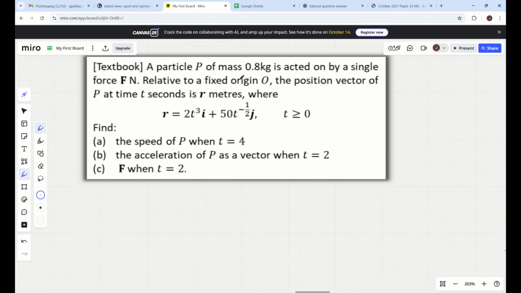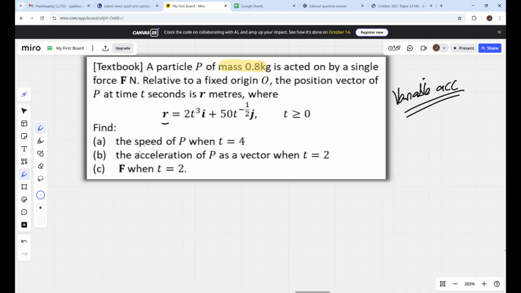It says a particle of mass 0.8 kilograms. So let's keep an eye on that one there. Is acted on by a single force, right? Relative to an origin, the position vector. Okay, so we've got r again because it's i and j, and that's a bit like displacement, isn't it? So we're at the top of the pyramid of variable acceleration. So we're probably going to want to do some differentiation in this question.